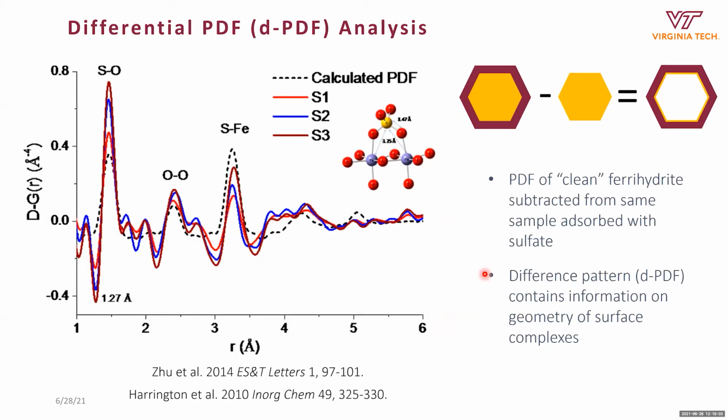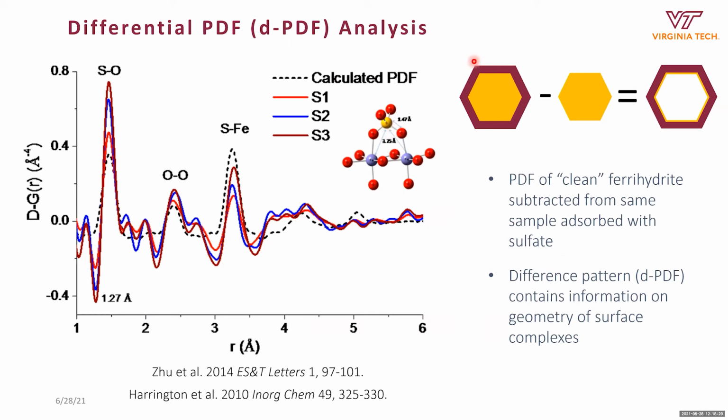And so this same kind of approach has been used in a slightly different way. This is work by Mike Xu using differential PDF. So here he took ferrihydrite. And so in this little conceptual diagram, just imagine the ferrihydrite is the orangey core. And he sorbed it with sulfate and was interested in, can we use PDF to understand the complexation or the geometry of complexation of sulfate on the surface.